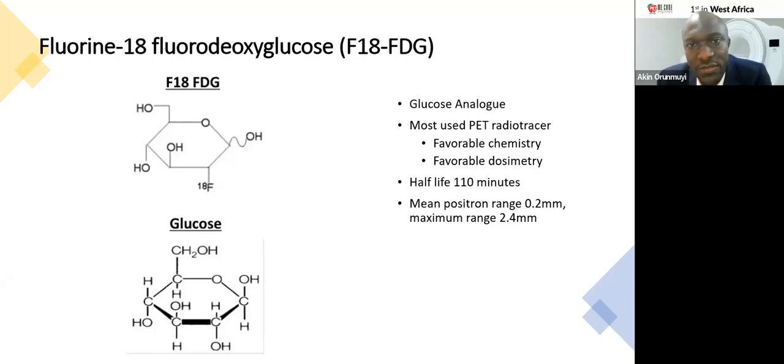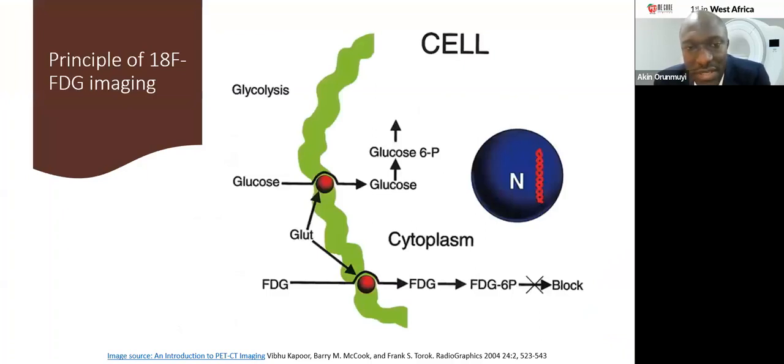The chemistry of fluorine-18 is favorable. It's very small, so it's easy to attach, and it does not distort the normal function of the body. It has a suitable half-life of 110 minutes. And that half-life just means that it's the time it takes for the activity to reduce by half in terms of radioactive decay. And the mean positron range is about 0.2, but the maximum range is about 2.4 millimeters. So it's very sensitive, can detect disease to very precise levels.